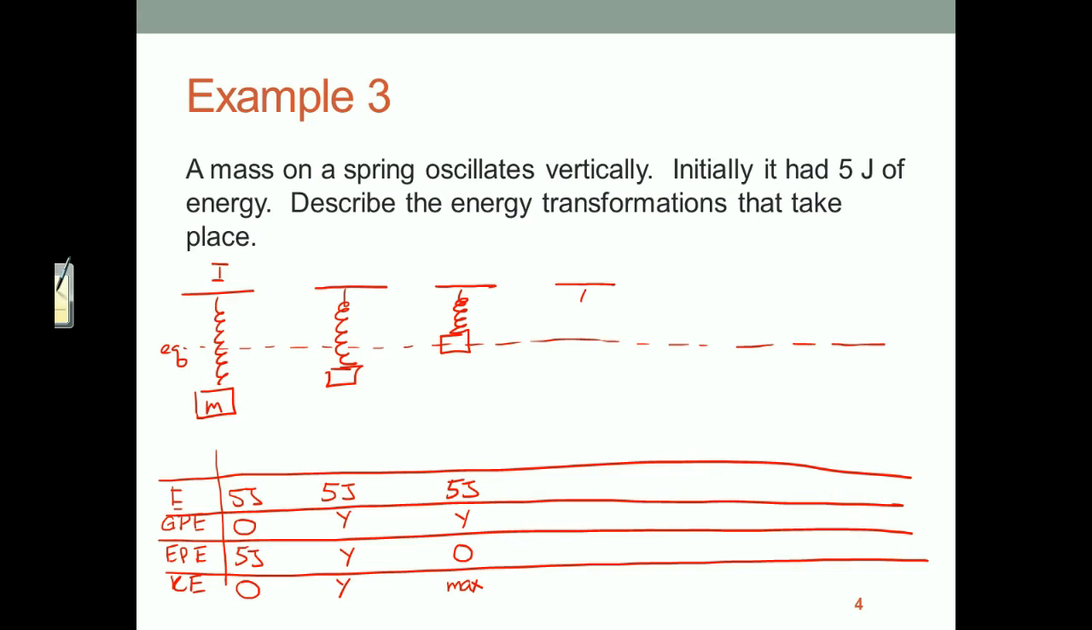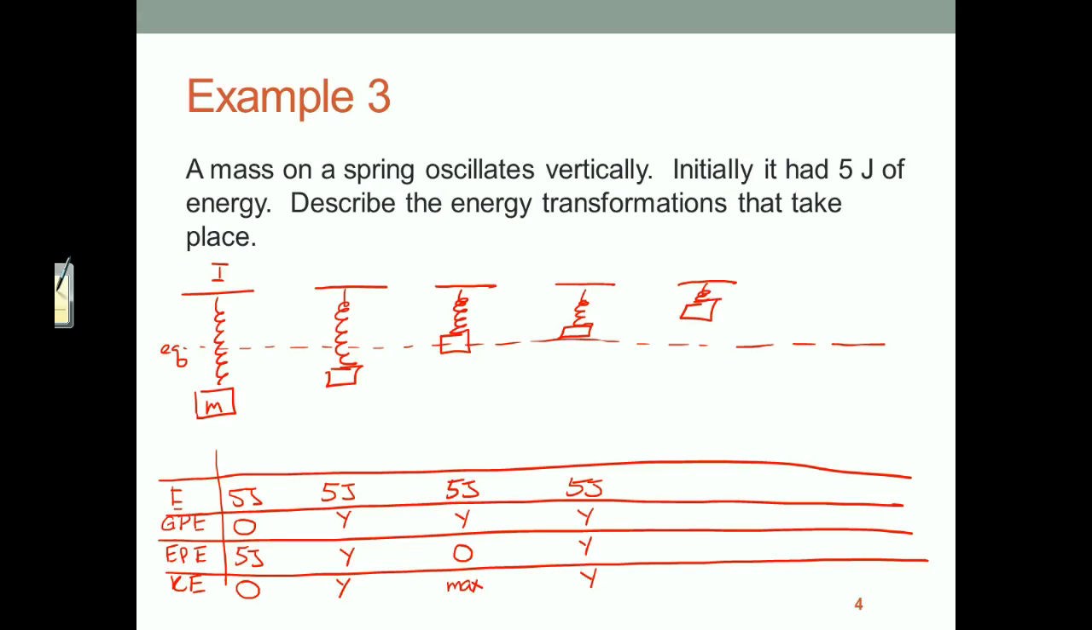It then squishes through. Now still 5 joules, but I am slightly compressed, so that gives me some elastic potential. I'm still above the bottom, so I have gravitational potential, and I have kinetic, so I have to add all 3 of those up to get my 5 joules.